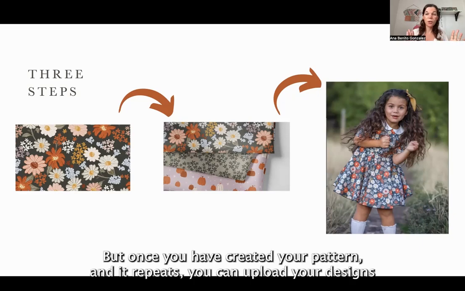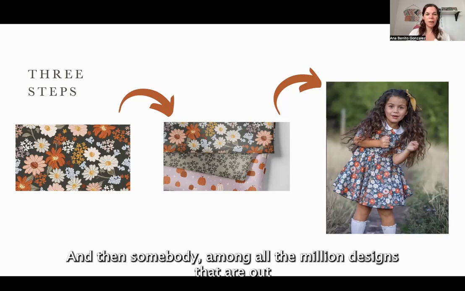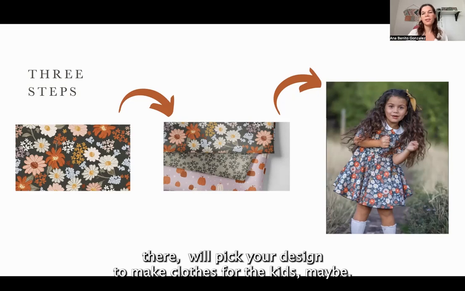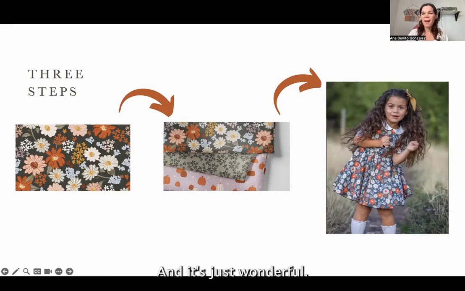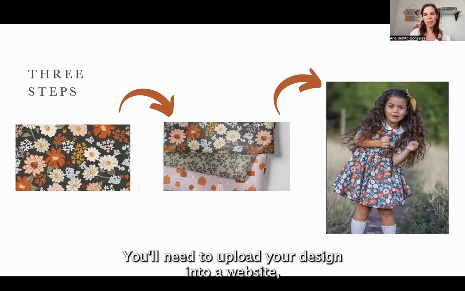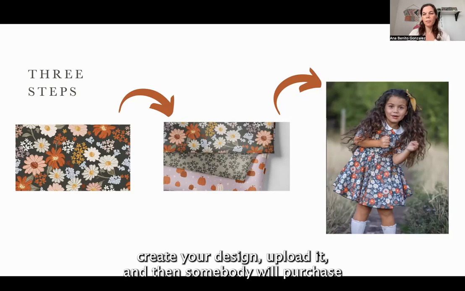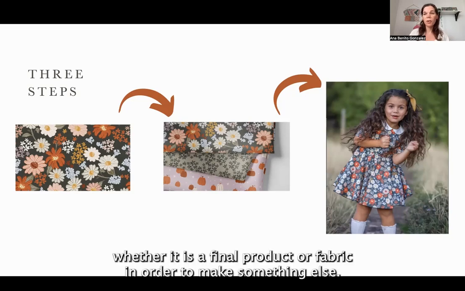But once you have created your pattern and it repeats, you can upload your designs into multiple websites where they will print them as many different products, and then somebody among all the million designs that are out there will pick your design to make clothes for their kids maybe. And it's just wonderful. So these are the 3 steps that you will need: create your design, upload it into a website, and then somebody will purchase whether it's a final product or fabric in order to make something else.